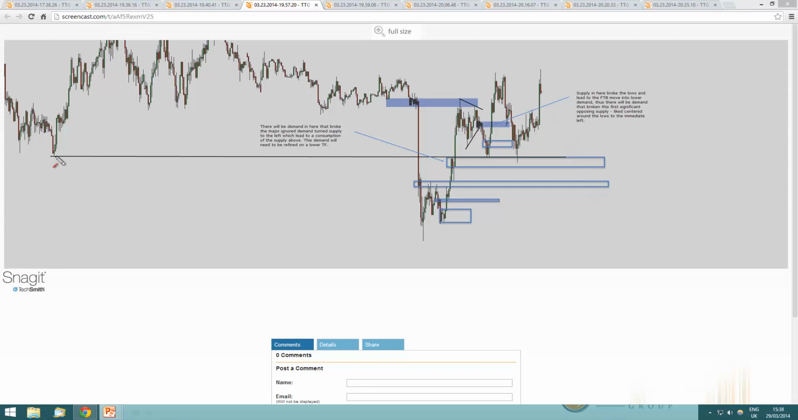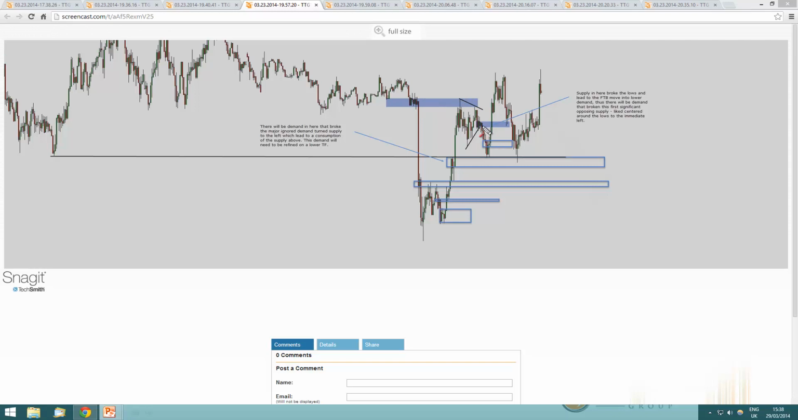Significant swing low to the left. There's going to be demand in here that broke the swing low. And this initiated the consumption of this supply, and this was significant supply because again it broke the higher lows here, and it led to the consumption of this demand and a break of the significant swing low here. So this demand broke above this swing low and initiated the move to consume this supply.